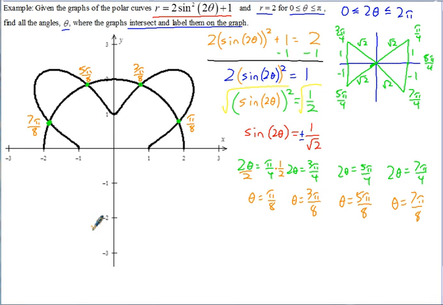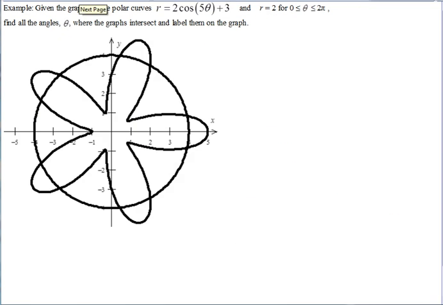And for now, that's all we're doing, but again, we'll use this later on in the year, build upon this, do some other things with these polar graphs. But the first key is figuring out where they intersect. All right, let's take a look at one more of these. Here we've got, again, a more complicated one, r equals 2 cosine of 5 theta plus 3, and r equals 2. Actually, this one should be r equals 4, sorry about that.